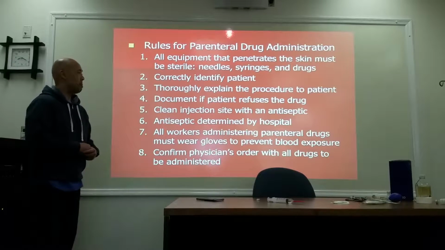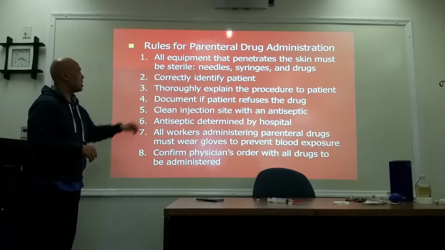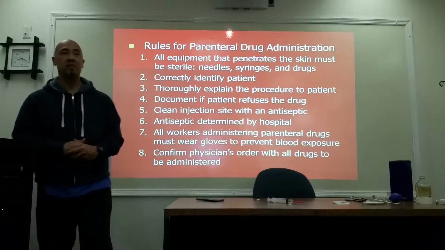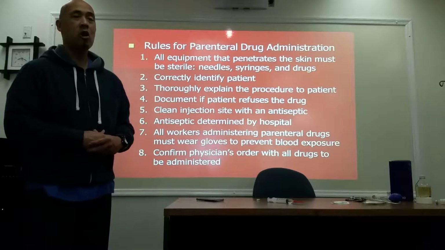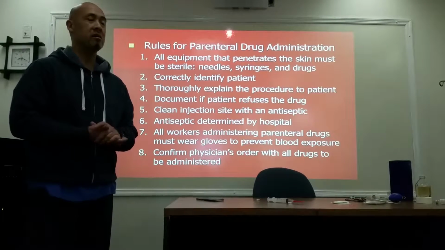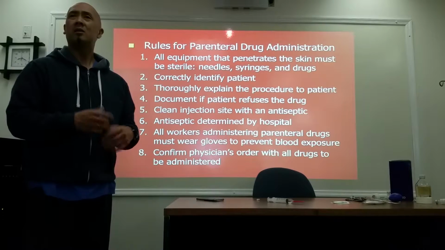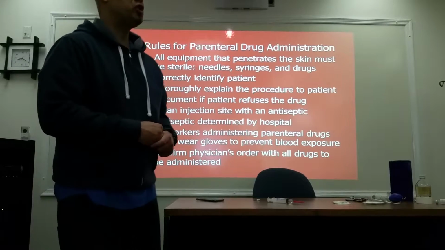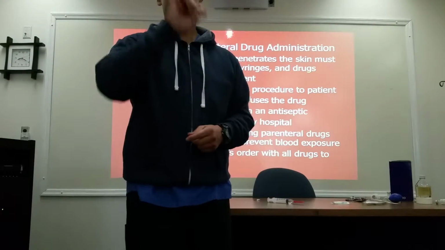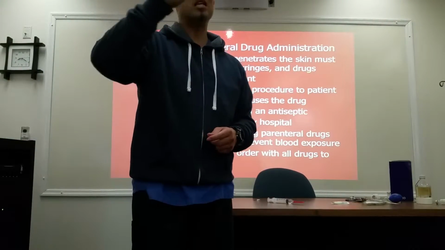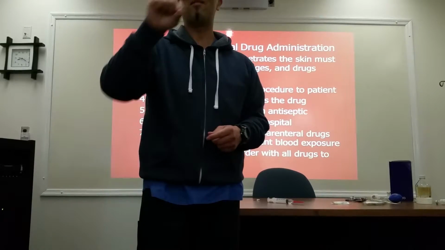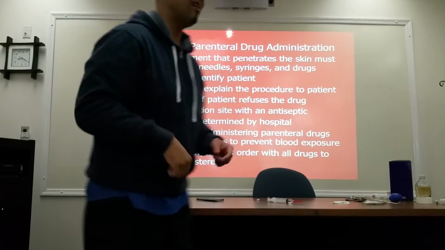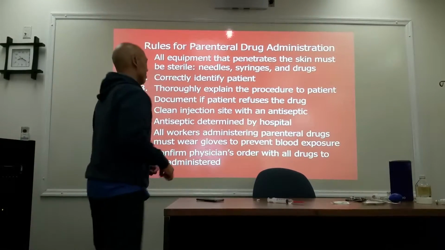Number 5, we are going to clean the injection site with an antiseptic. What type of antiseptic are we talking about here? Alcohol. Specifically, you guys have had IV blood drawn before, right? Or shots taken. What are they cleaning it with? Alcohol. In what fashion should the area be cleaned? Circular motion from inside out. See, now you guys remember that, right? From inside out.